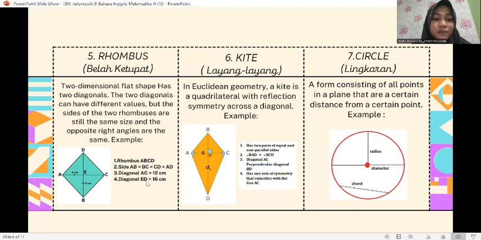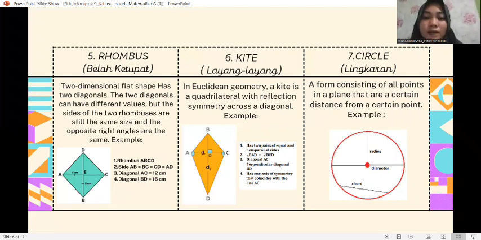The diagonal BD equals 16 centimeter. Why 16 centimeter? Yes, the diagonal BD equals BE plus ED. BE equals 8 centimeter, ED equals 8 centimeter. But sides AB equals BC equals CD equals AD.